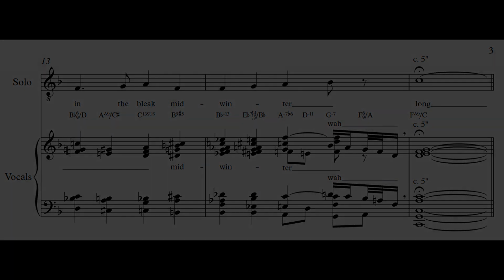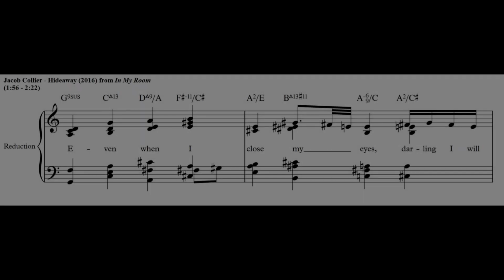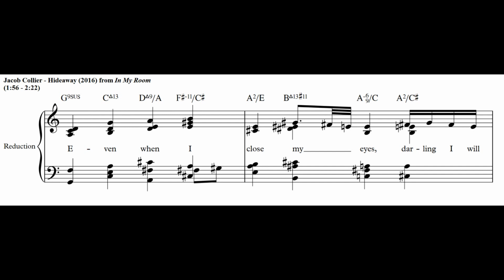Third example is the B section of Jacob's original song Hideaway. Notice how the same melodic material is harmonized in two different ways.